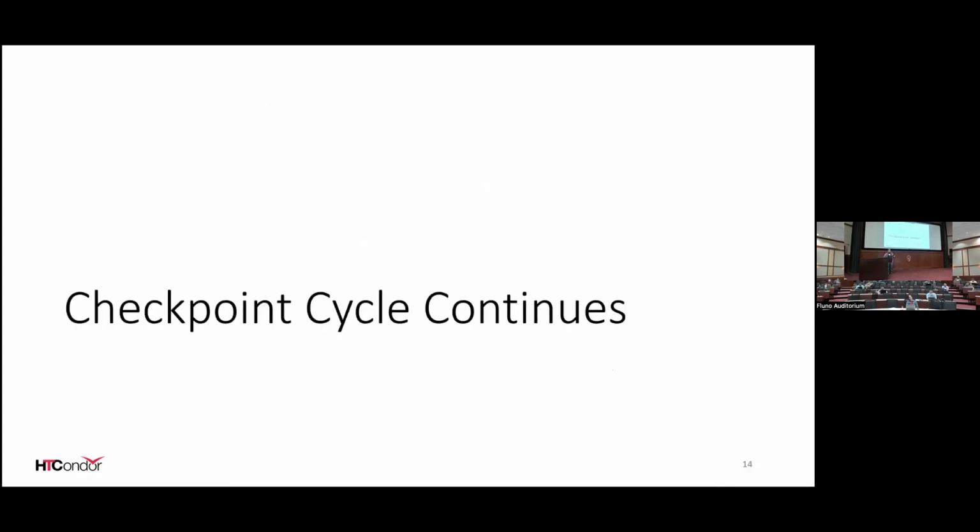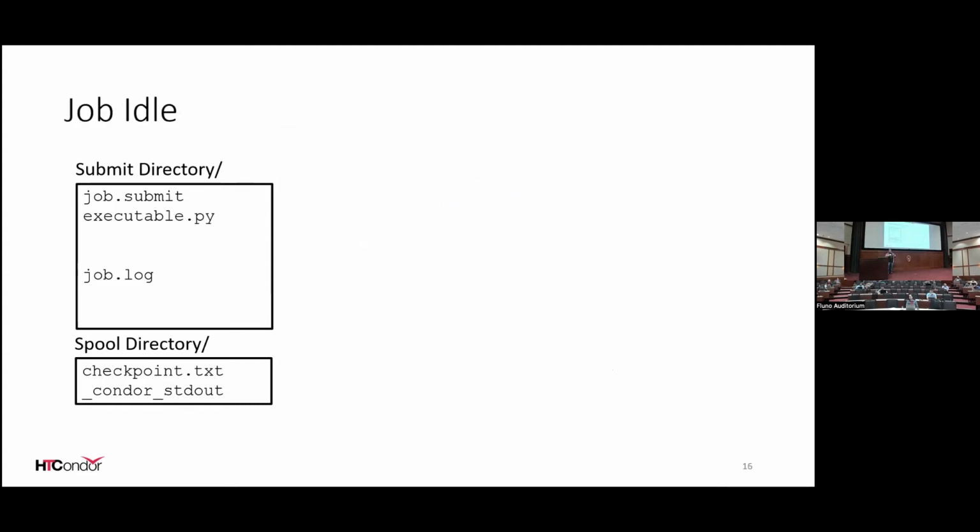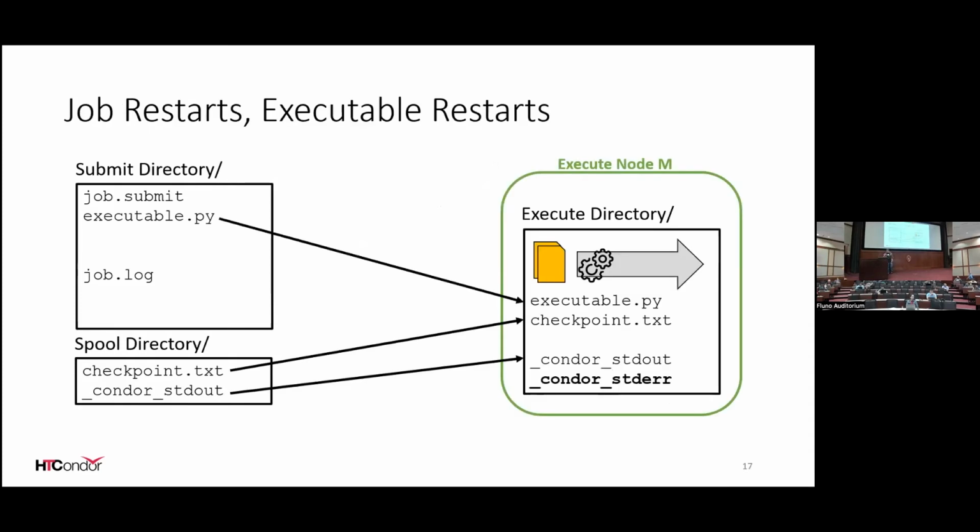This happens as often as it takes. At some point, it will probably get interrupted. All this stops happening, and you're just left with the stuff on the left-hand side of the screen here. The job goes back to idle because it was interrupted and got kicked off. When it resumes, it transfers its input files again, which in this case are just the executable. It also transfers the checkpoint that you put in the spool directory, so checkpoint.txt and Condor standard out. Condor recreates the Condor standard error file on your behalf.